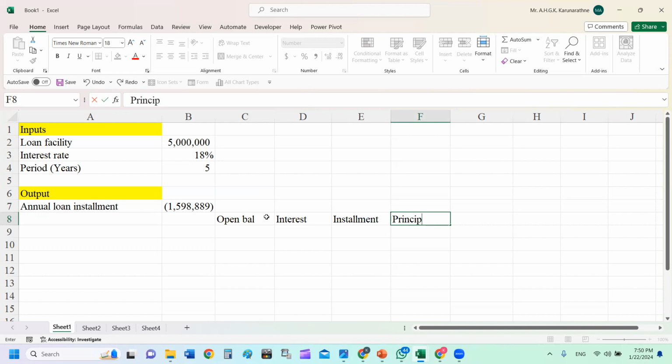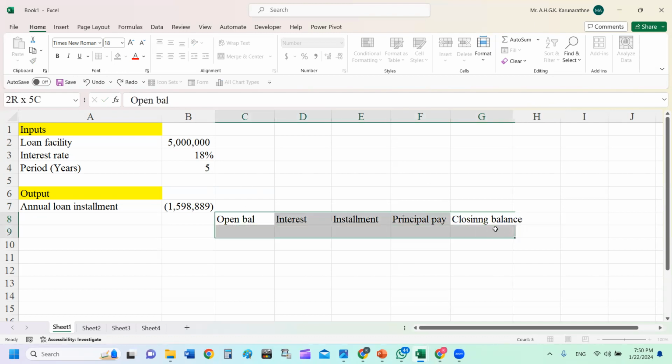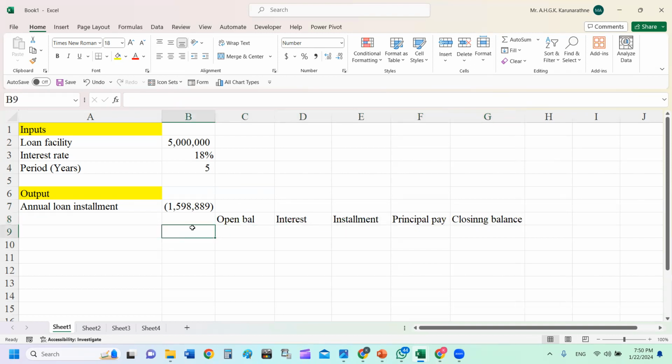Then you can put principal payment. Principal payment means my loan repayment, the loan reduction, right? Finally, you can reach the closing balance. So this is our heading, right? Okay. And we have five installments: installment 1, installment 2, installment 3, installment 4, or you can just drag and copy, five installments, right?